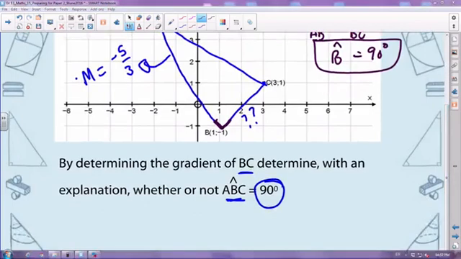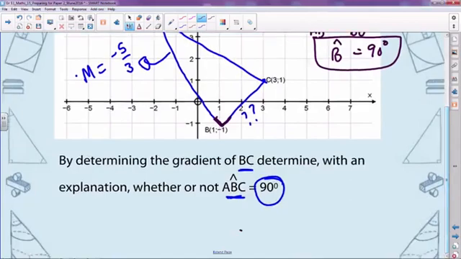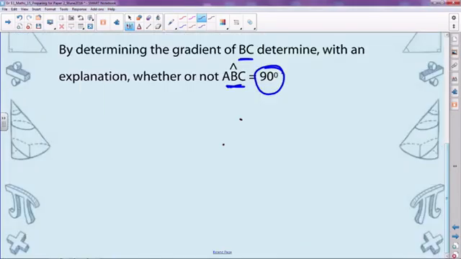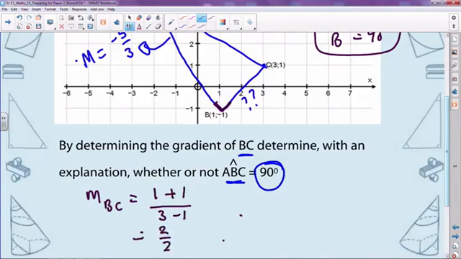Right, now let's check if that's the case. We have the gradient of BC, given by change in y over change in x, y2 minus y1. So it's 1 minus minus 1, that's a plus 1, divided by 3 minus 1. And what do we get? It's 2 divided by 2, which is 1.